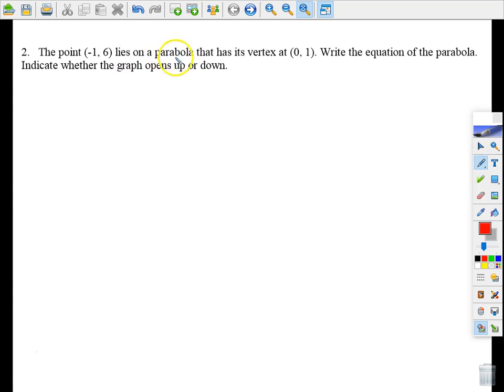Well, since we're told that this is a parabola, and we're given the vertex, that makes it nice to be able to use vertex form. I want to show you vertex form again here in general. And then I'm going to show you how we can take the given point and the vertex, plug those values in, and that will enable us to come up with the equation for the parabola. And then we'll indicate whether it opens up or down.